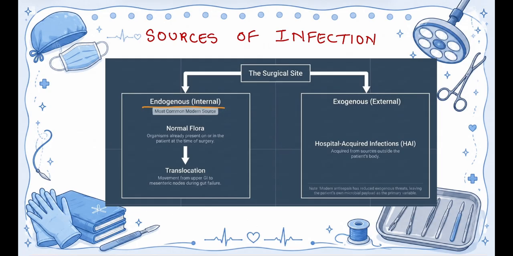Endogenous sources are internal. This refers to the normal flora already present on or inside the patient. This makes endogenous flora the most common modern source of surgical infection. Exogenous sources, conversely, are external vectors. They are acquired from outside the patient's body. These are the primary drivers of hospital-acquired infections.